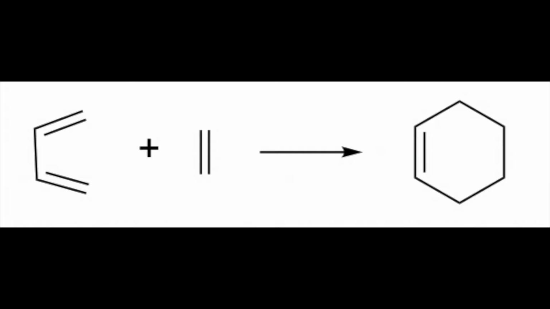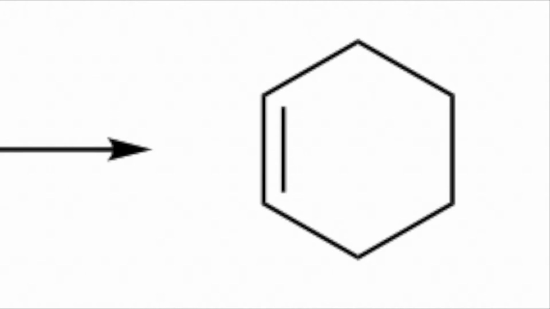Welcome to the Diels Alder reaction at Nazareth College. This is one of the most powerful tools in organic chemistry. It is a concerted, thermally allowed 4+2 cycloaddition between a diene, shown on the left here, and a dienophile, shown on the right, with the product being a cyclohexene molecule.